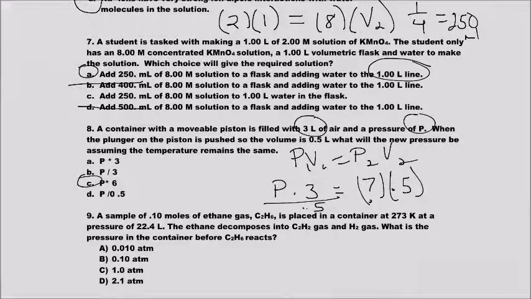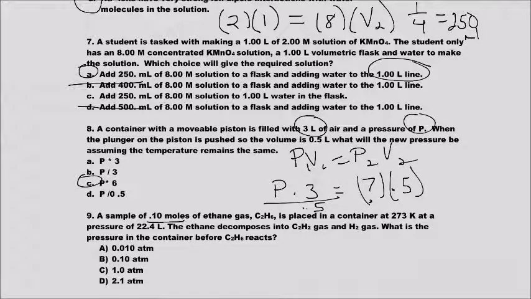Number 9. A sample of 0.1 moles of ethane gas is placed in a container at 273 Kelvin at a volume of 22.4 liters. The ethane decomposes into ethene and hydrogen gas. What is the pressure in the container before the reaction begins? So I just want to know the pressure.